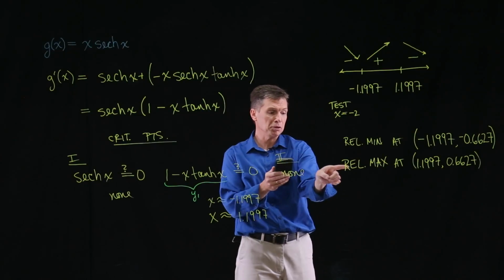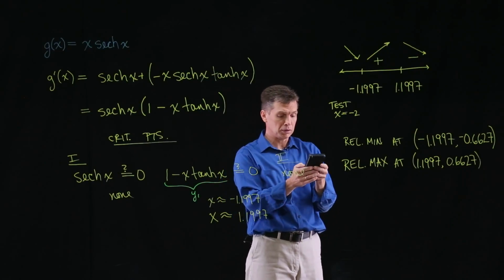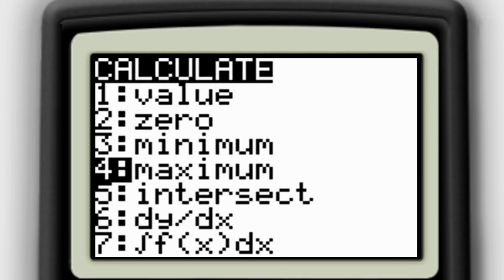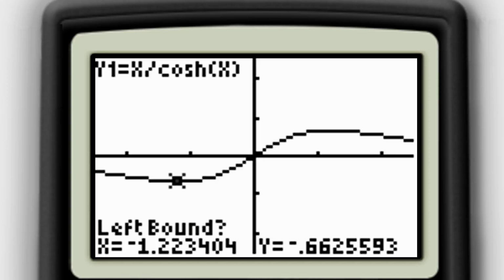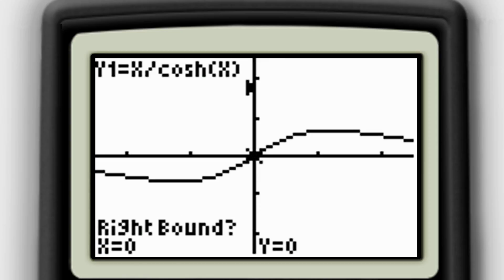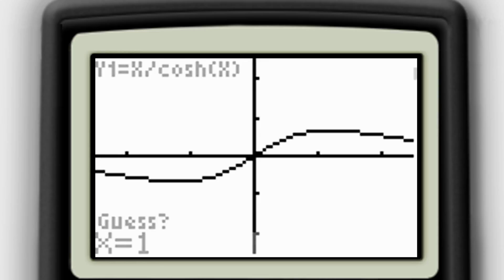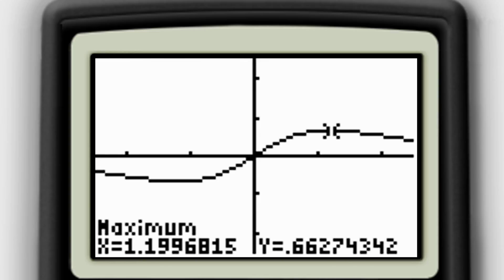Let's finish this off by also confirming our relative max. Back to the calculus features of your utility. I'll choose maximum this time. Left bound, anything to the left of that, I could say 0. Anything to the right of that x value, I'll say 2. Your guess, I'll say 1. It'll think for a little bit. If it knows what it's doing, it's going to come up with this. It did. Okay, it confirms my same y value rounded to 4 decimal places.